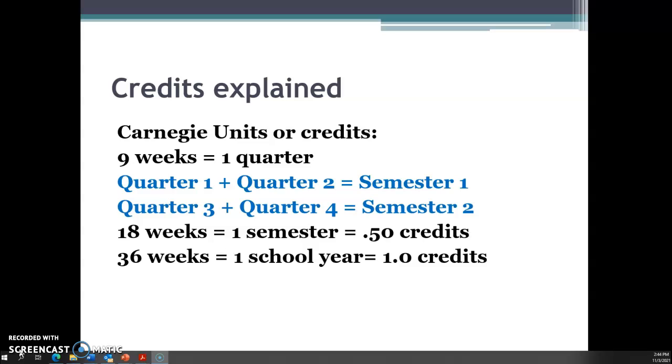Credits explained. This information is in regards to our school calendar. We are on a semester system, and quarter one plus quarter two equals semester one, quarter three plus quarter four equals semester two. And each of our quarters is equivalent to 9 weeks. A semester is equivalent to 18 weeks. An 18-week class or a semester class equals a half a credit. 36 weeks equals 1 school year, which also is equivalent to 1 full credit.